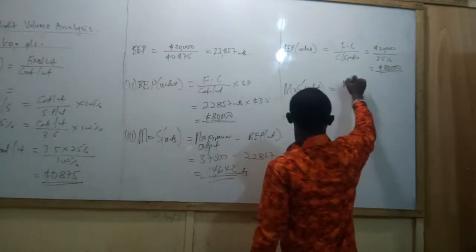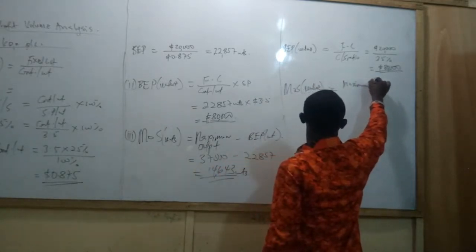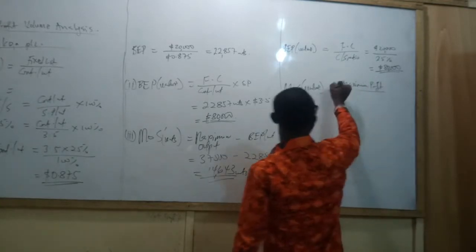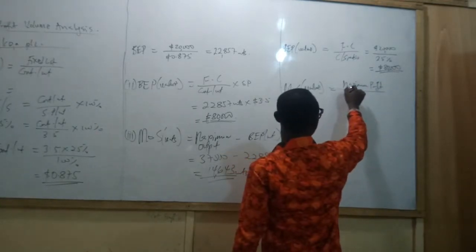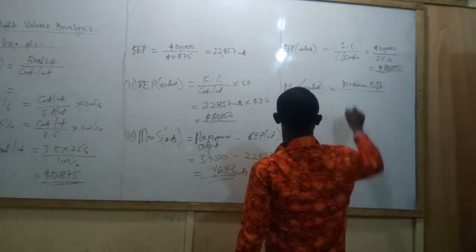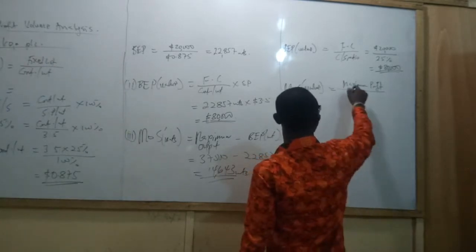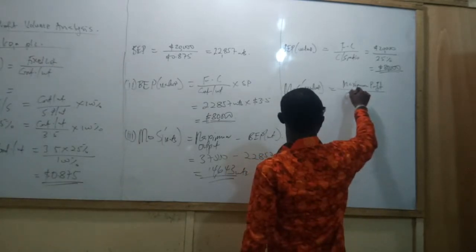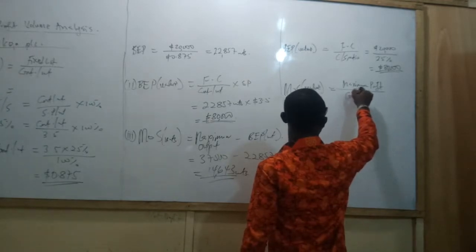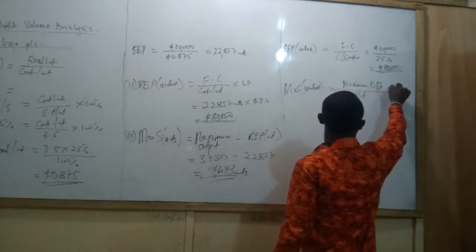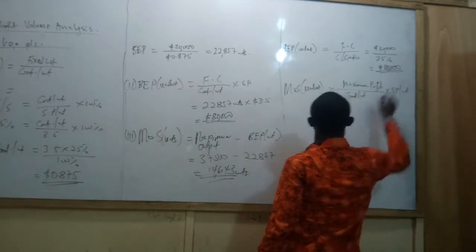We said that it should be maximum profit divided by cost per unit, times selling price per unit. Now look at it carefully.